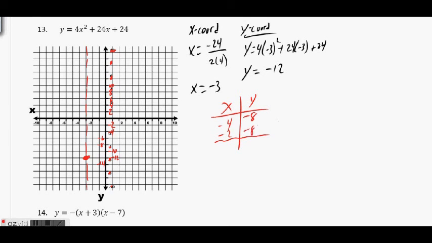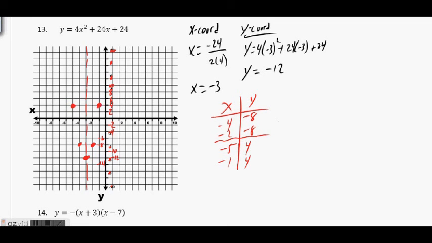-4 down to -8, and then -5 up to +4. And another horribly drawn graph, but you'll notice it is not a V, it is more U-shaped.